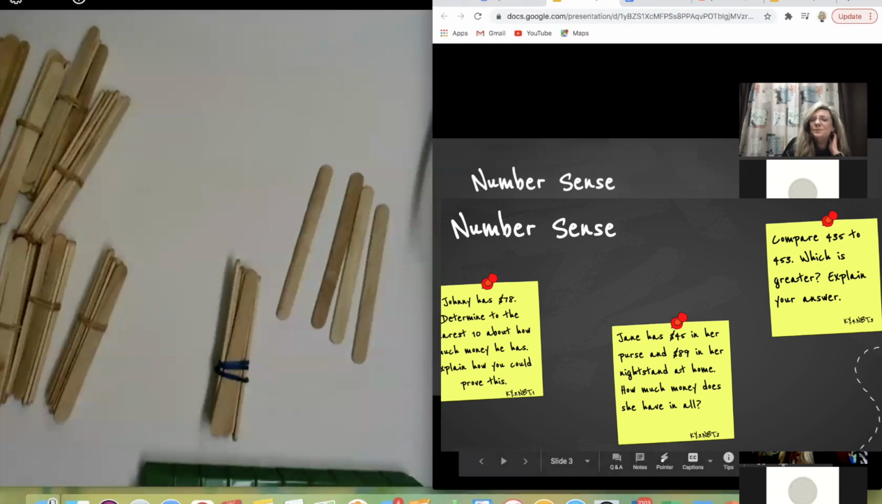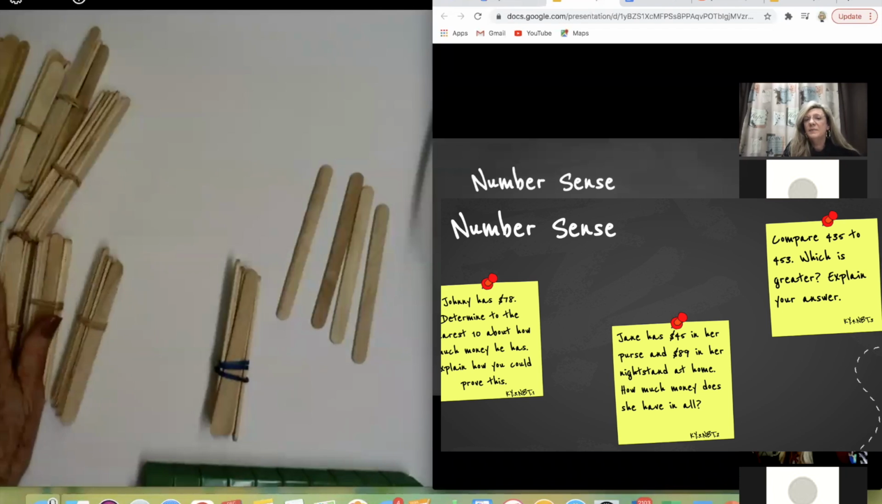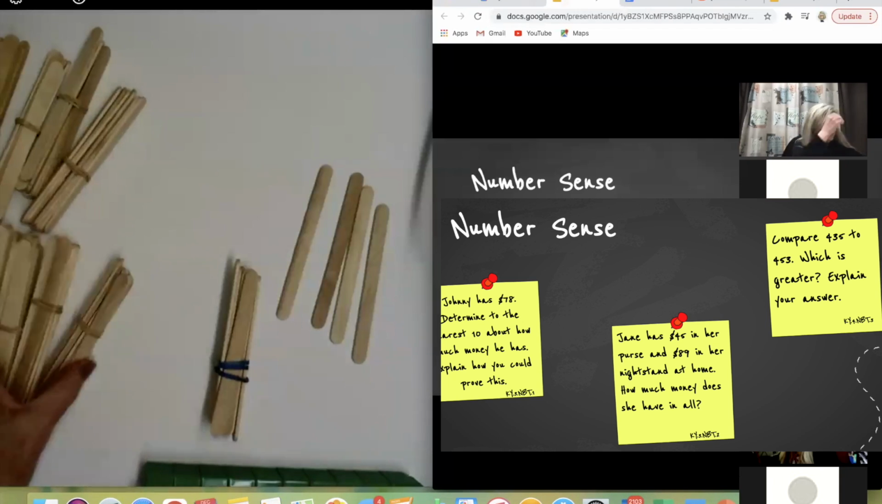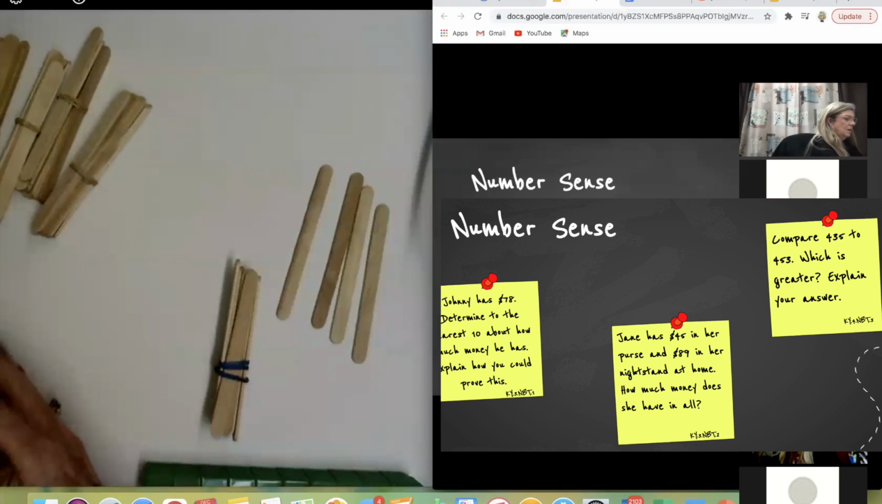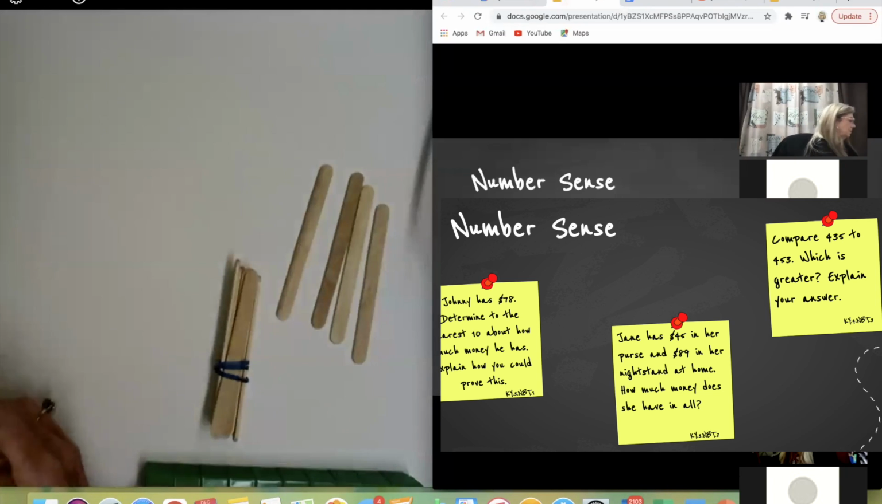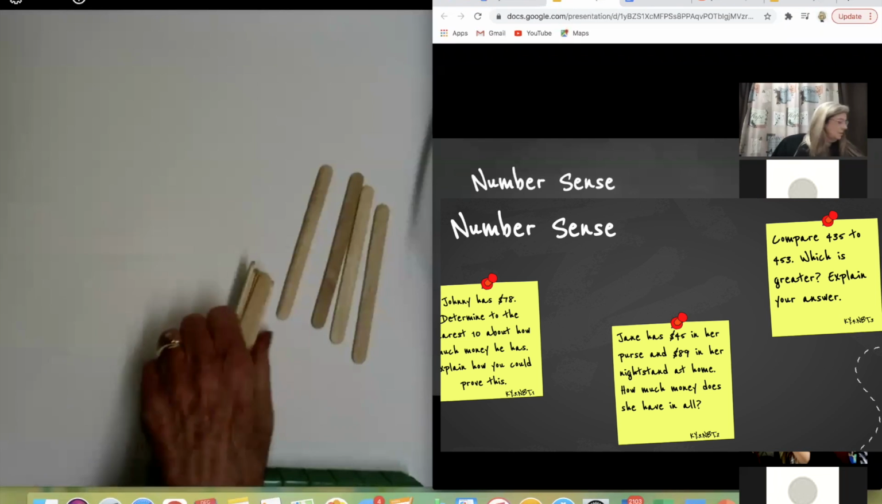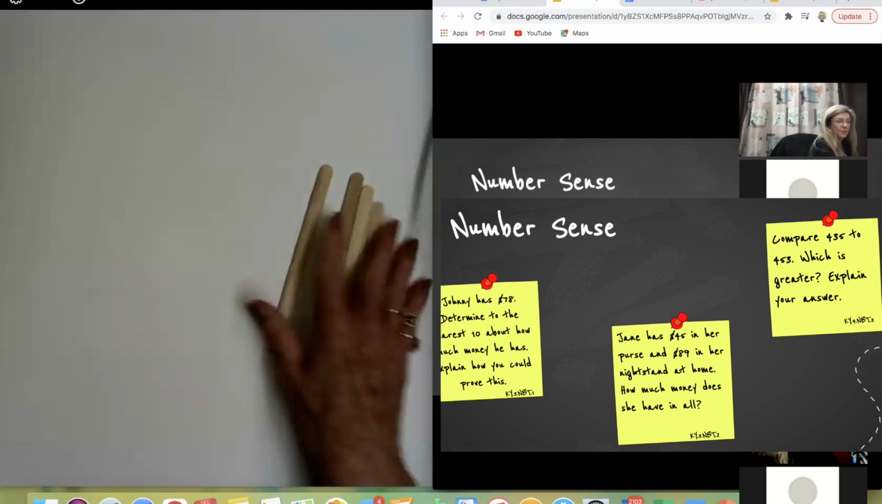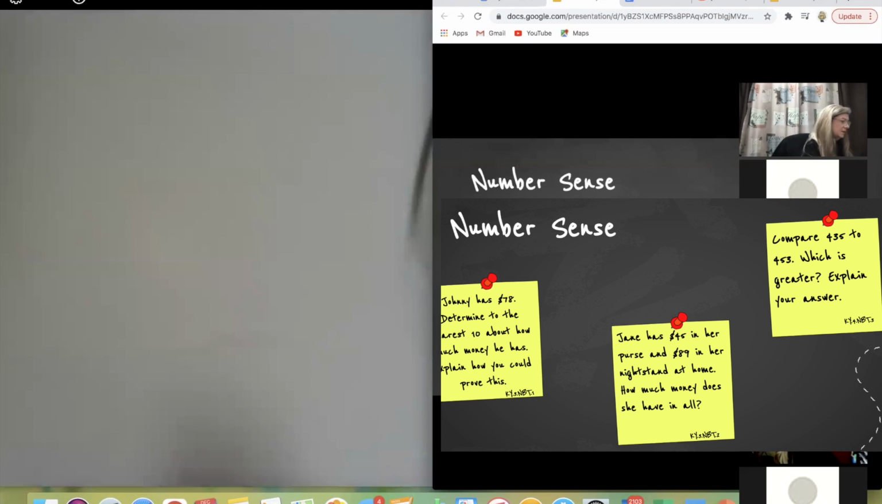The next one, we've got compare 435 to 453, and which is greater, and explain your answer. So if we're going to compare numbers like that, we're going to have to use some tools. And of course, comparing is just you talk to the kids about how that's just talking about which is greater or which is less. And you talk about those symbols that you would make.